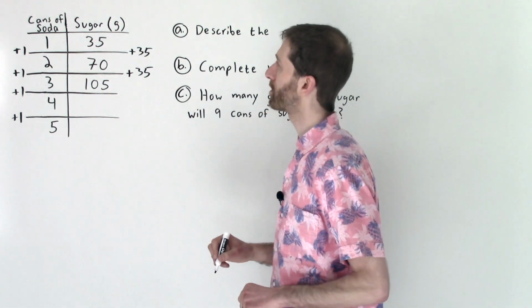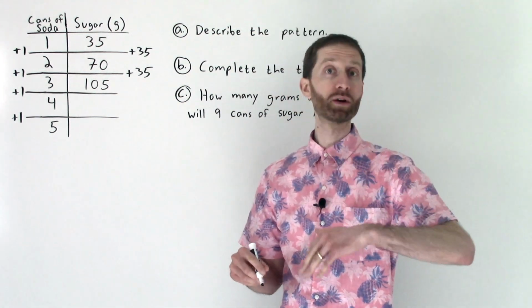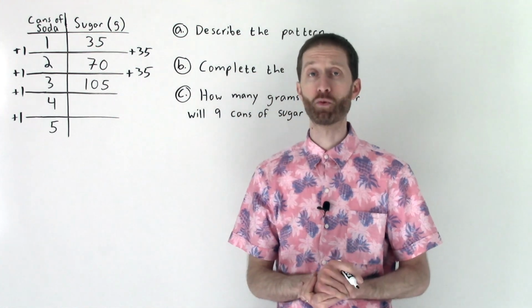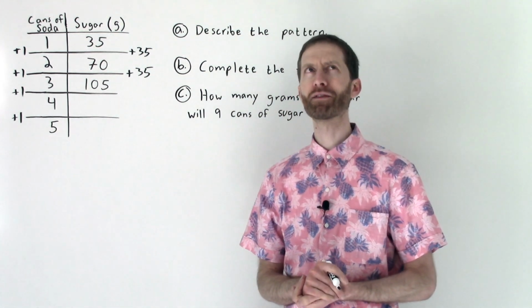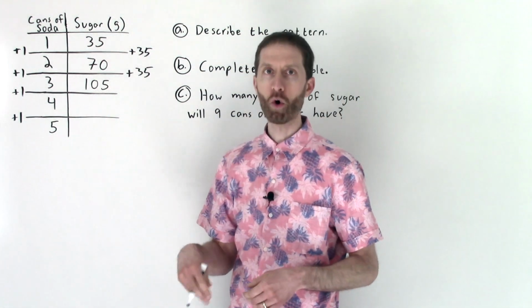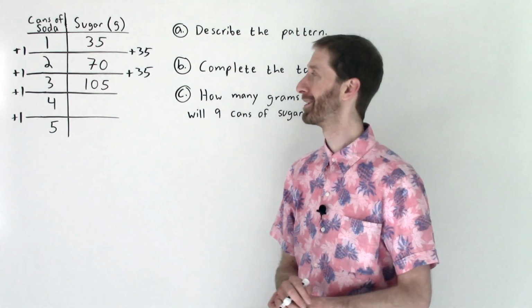So what is the pattern? For every 1 can of soda that we add to the amount that we're tracking, we add an additional 35 grams of sugar. So another way of saying that is there's 35 grams of sugar per, or in, every can of soda. Very cool. Okay.